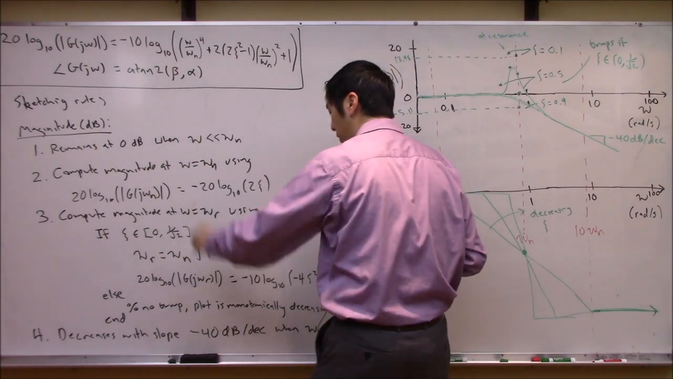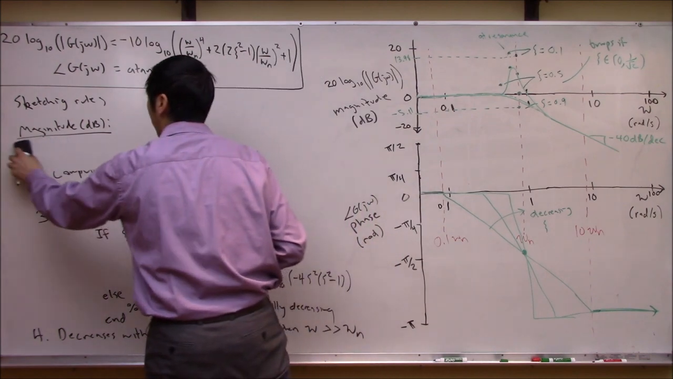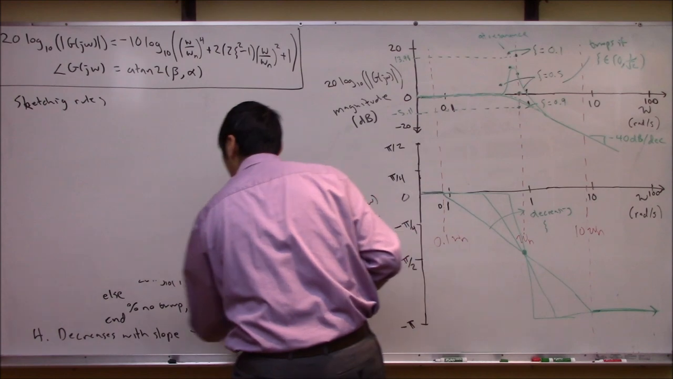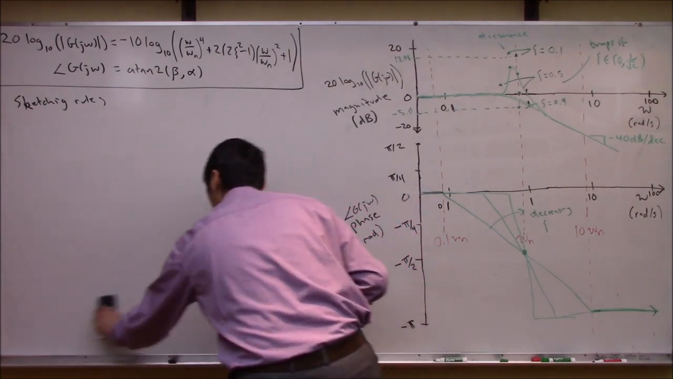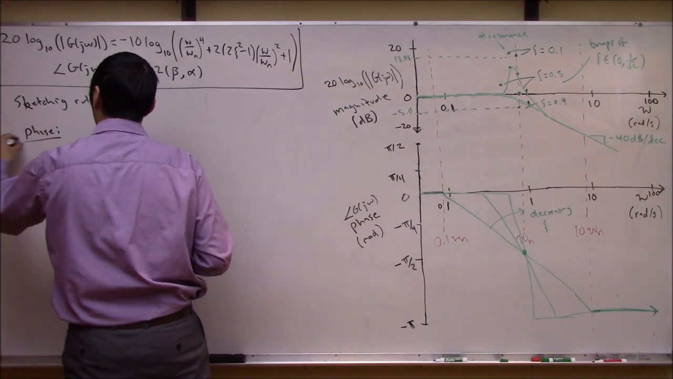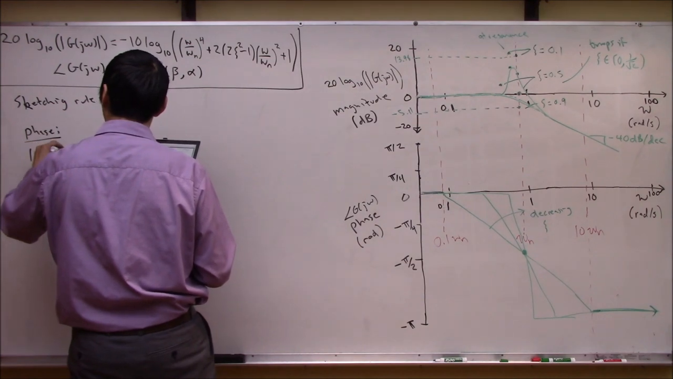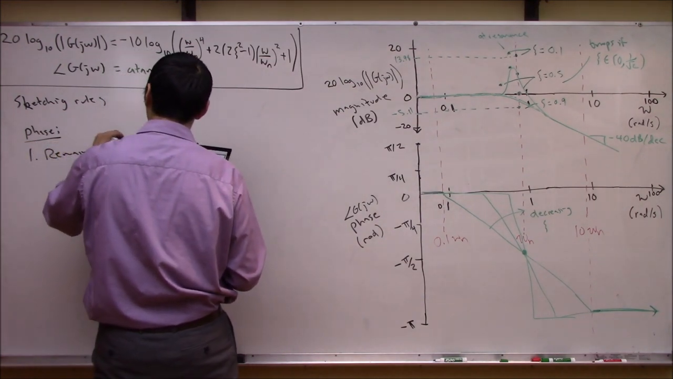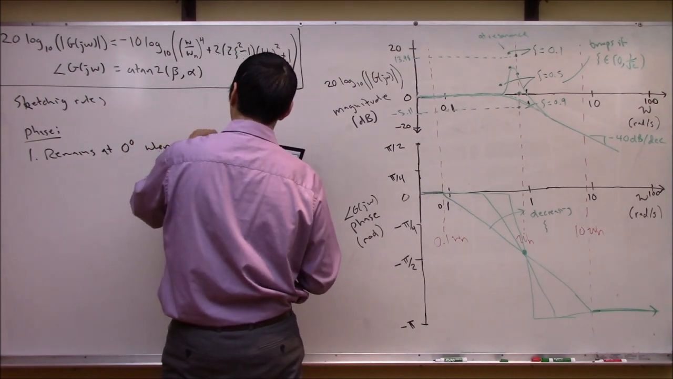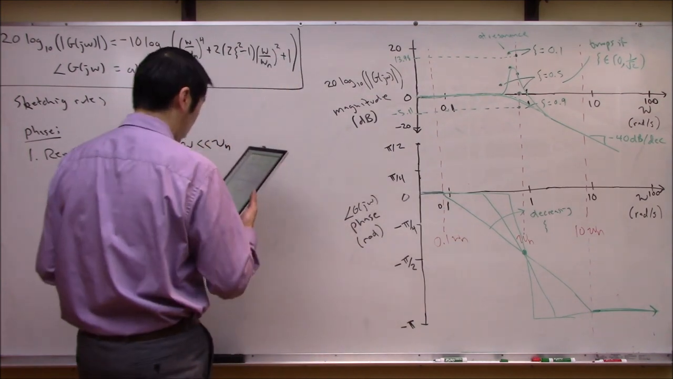How about the phase? Let's come up with a similar set of rules for the phase. I guess I'm going to have to erase this; I hope you've got all that down. The phase plot is something similar, but not as involved. The first rule is that this remains at 0 degrees, or 0 radians, when omega is much, much less than the natural frequency. About one decade before is where I would stop.